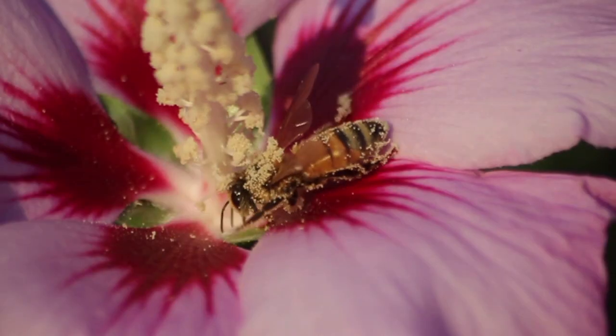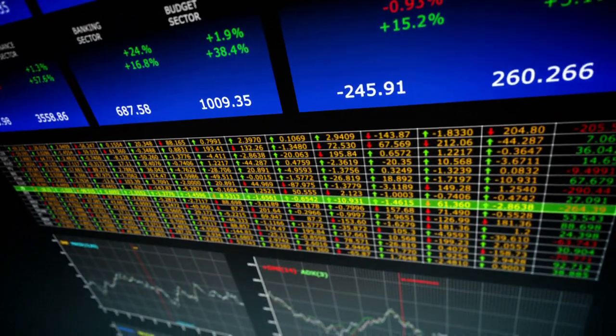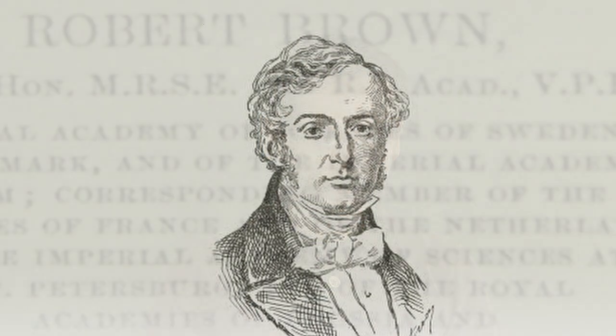What do pollen grains, Einstein, and stock market prices have in common? In the summer of 1827, Robert Brown, a respected Scottish botanist, used his microscope to investigate whether the irregular motion of pollen particles suspended in water was due to their being animated.